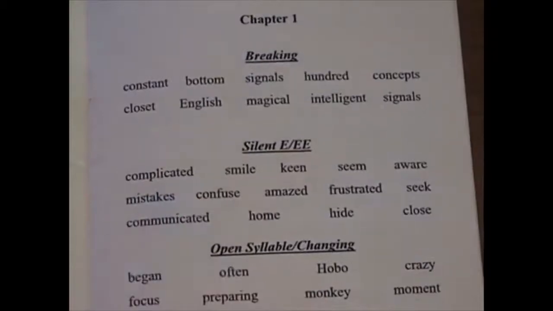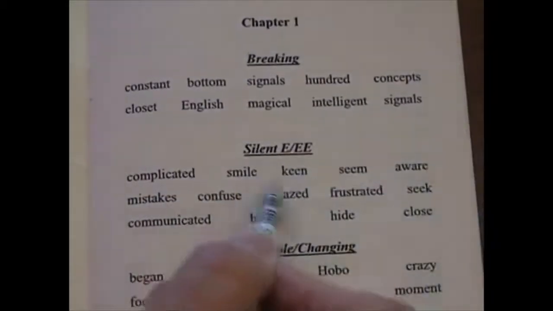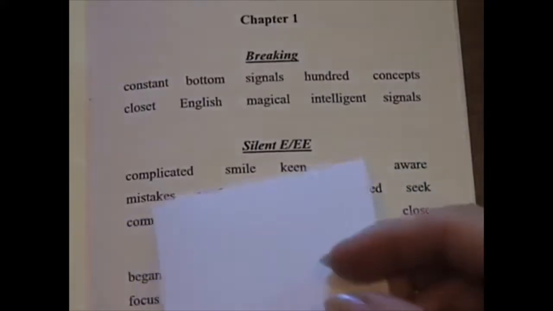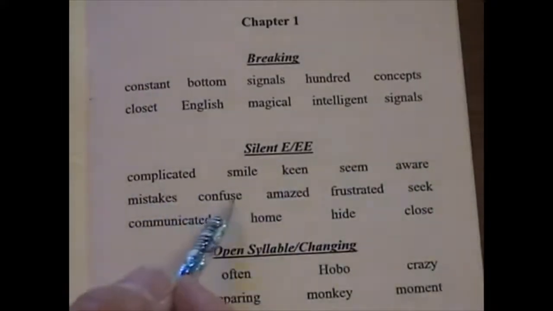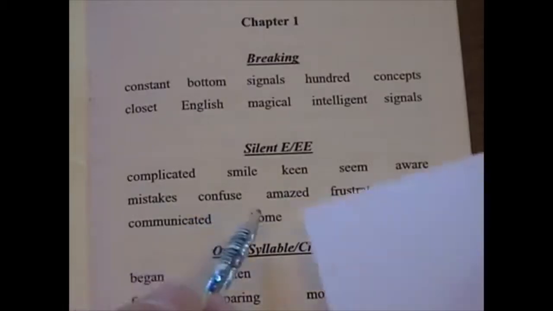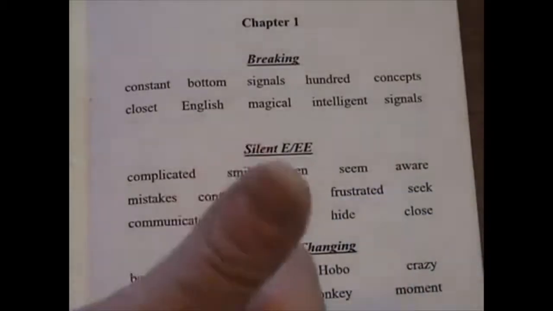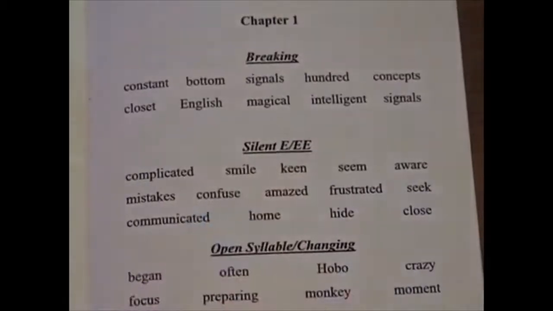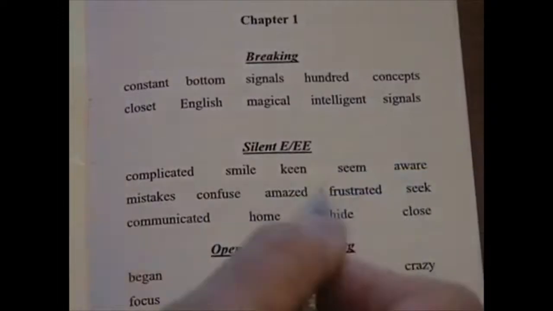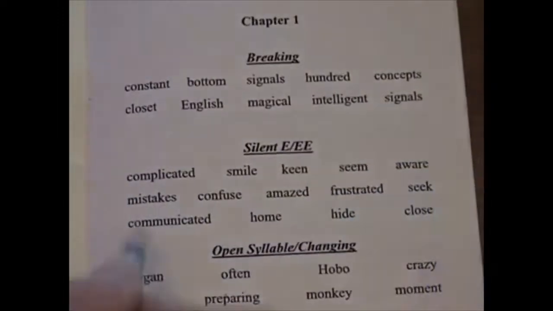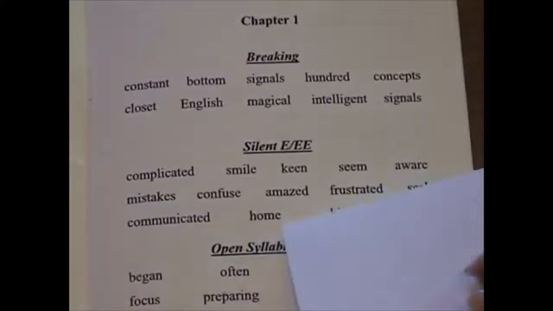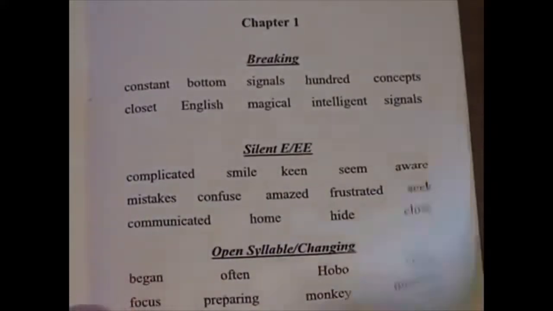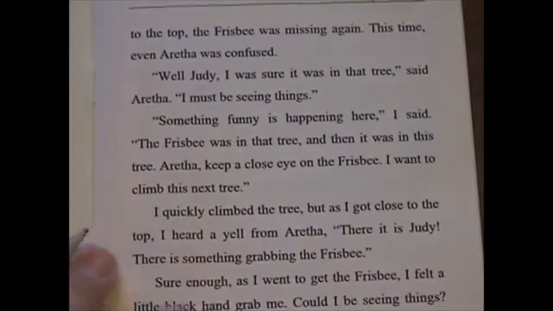Complicated, complicated. Smile. Keen, Seam. Aware. Mistakes. Confuse, confuse. Now if neither partner knows, they can give a thumb up, and that means they need help from the teacher. Confuse. Amazed. Frustrated. Seek. Communicated. Home. Hide. Close. Cool. Once they finish reading the words, they alternate reading text.